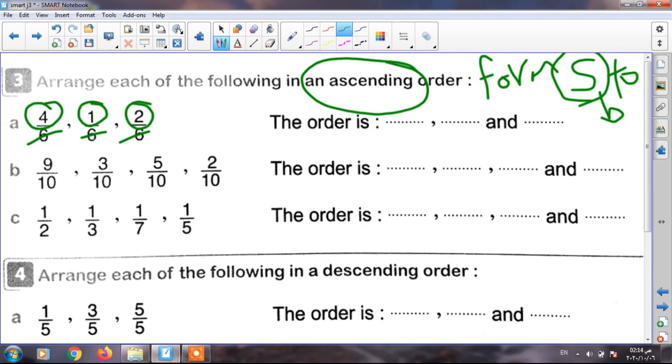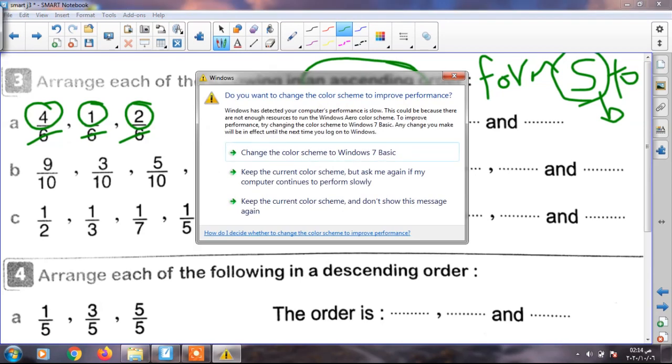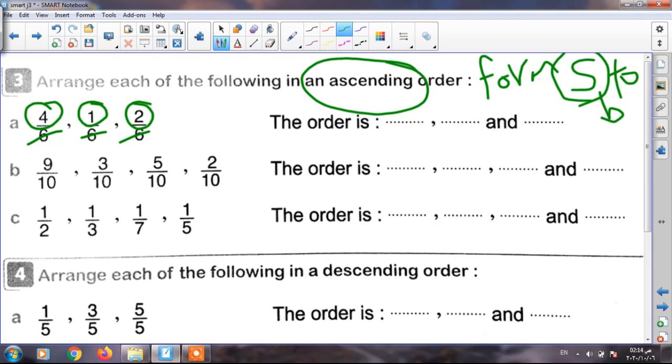So here I want the smaller one. Where is the smaller one here? 1. So the first one here I will write 1 over 6. It means 1/6. Okay. The next I will write, cancel it from here. Okay. And now after 1, what? 2 or 4? Yes, 2.